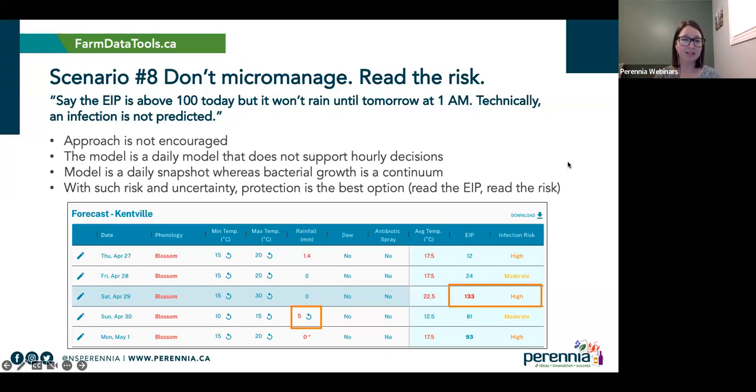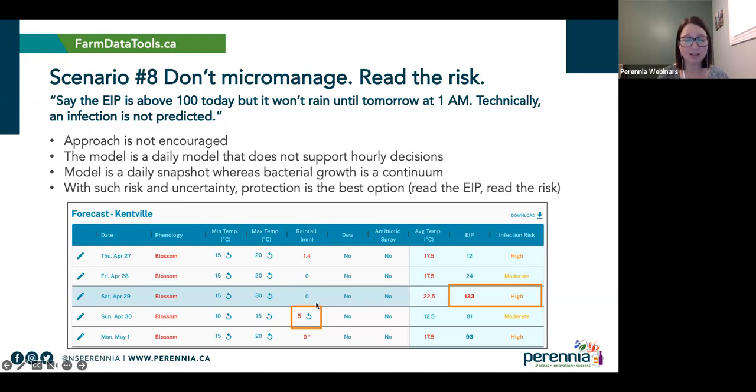Now, the next scenario here is with regard to micromanaging. And so the recommendation is don't micromanage. What you need to do is read the risk. So say the EIP is above 100 today, but it won't rain until tomorrow at 1 a.m. That's getting too much into micromanaging, because you would be trying to interpret this model hourly when it's actually a daily model.